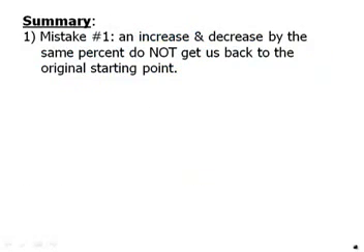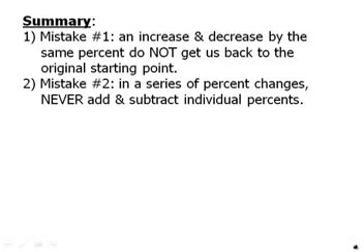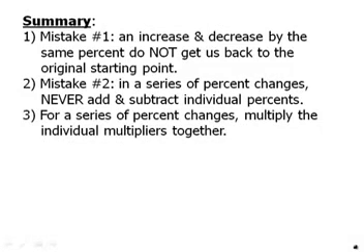So in this topic, it's very important to understand both the nature of the mistakes, the very tempting mistakes, as well as to understand what the right thing is to do. Mistake number one, an increase and a decrease by the same percent do not get us back to the same original starting point. Mistake number two, in a series of percent changes, never add and subtract the individual percents. That will be wrong 100% of the time. Instead, what we're always going to do is figure out multipliers and multiply all the individual multipliers together.